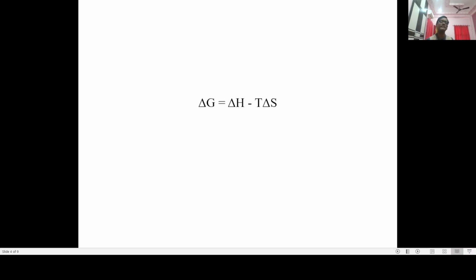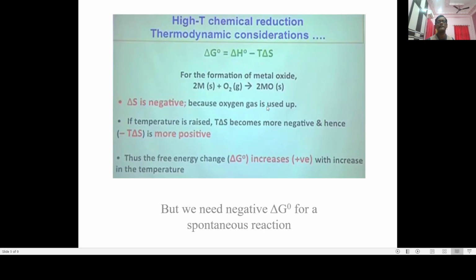At high temperature, for reduction or decomposition, we use delta G, delta H, temperature in Kelvin, and delta S, the entropy.